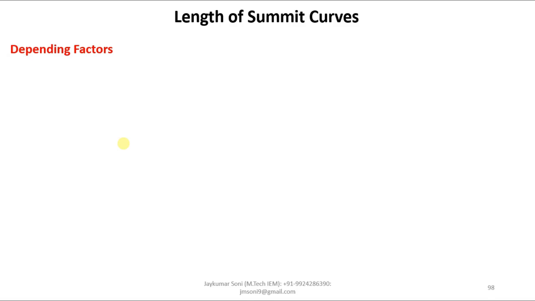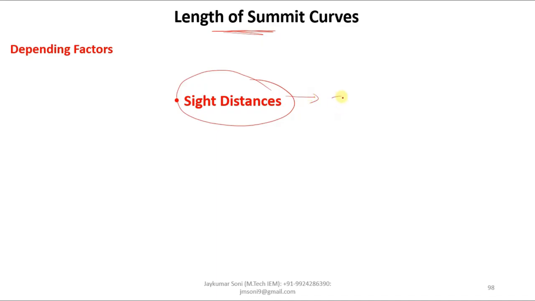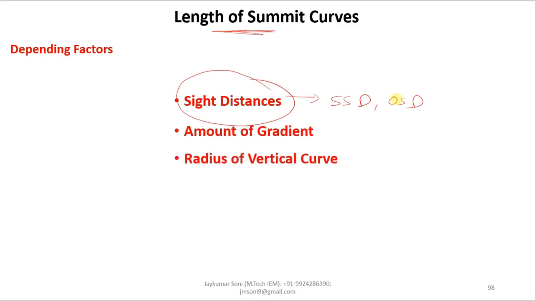The length of summit curve depends upon the following factors. First of all, the most prioritized component is the sight distance. Whenever we calculate the length of summit curve, we will consider the sight distance, and as we all know, there are two types of sight distances. First is the SSD, that is the stopping sight distance, and second one is the OSD, that is the overtaking sight distance. Another factor affecting is the amount of gradient, and third is the radius of the vertical curve. So let us learn how they are introduced.